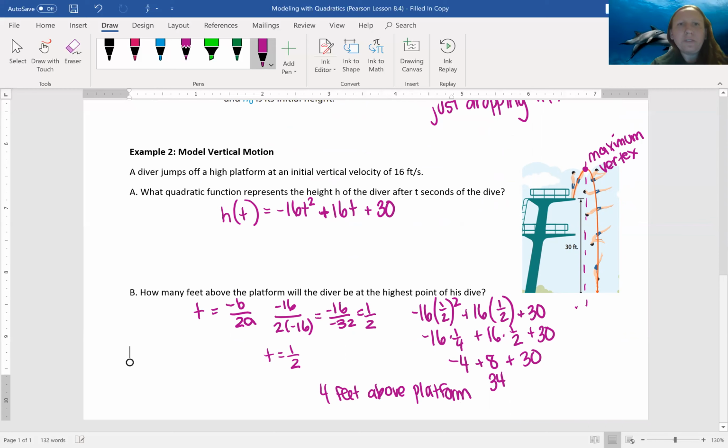So for vertical motion models, you're going to plug in that initial velocity in that middle term, and that starting height as the constant, that c value at the end. If you're looking for a maximum height, that just means you're finding the y value of the vertex. So go through and find your axis of symmetry, and plug it in to help you find what that maximum value is going to be.